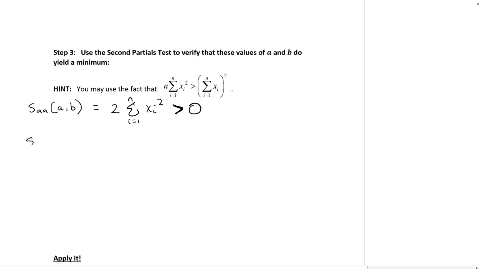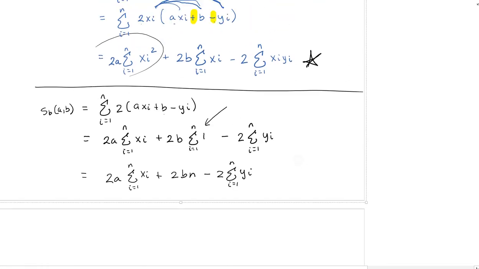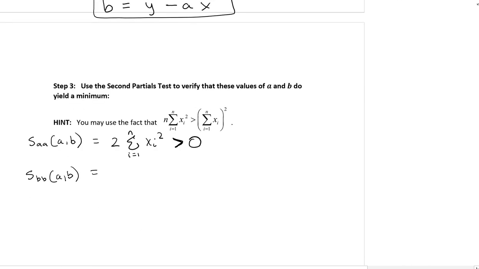We'll also need for our second derivative test the second partial with respect to b. So again, we're going all the way back up to where we took the first partial. Right here, we're looking at the derivative of that thing with respect to b. You'll notice we only have that term with the b in it, so we just get 2n.